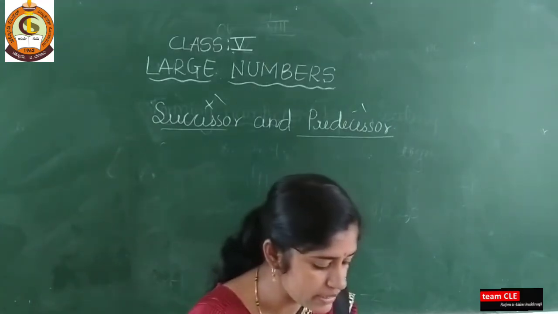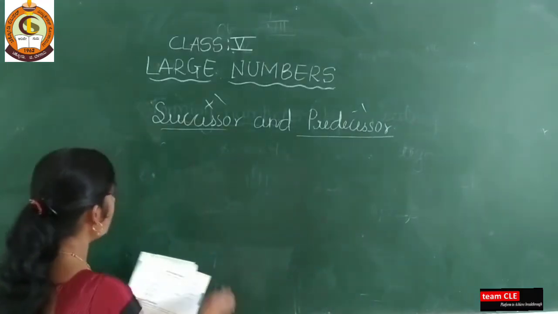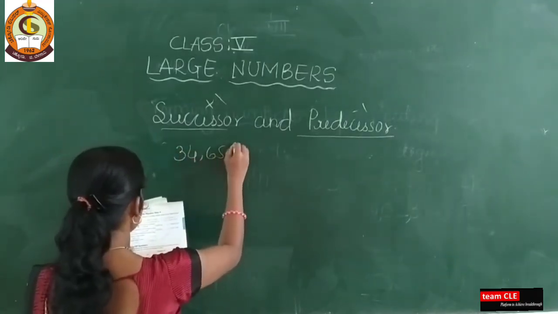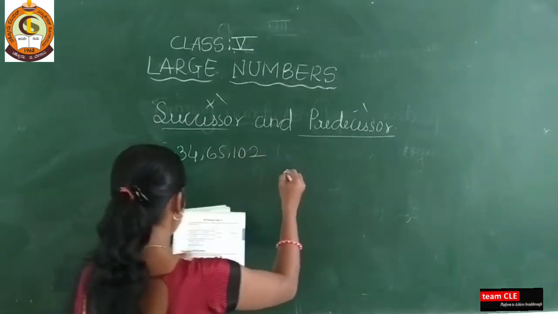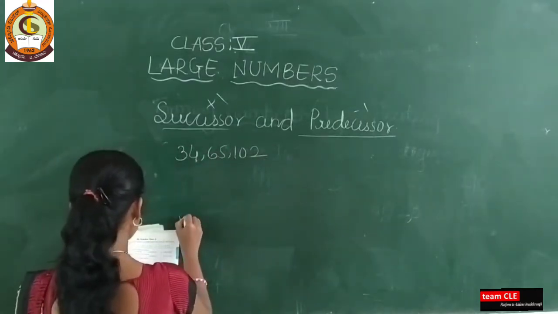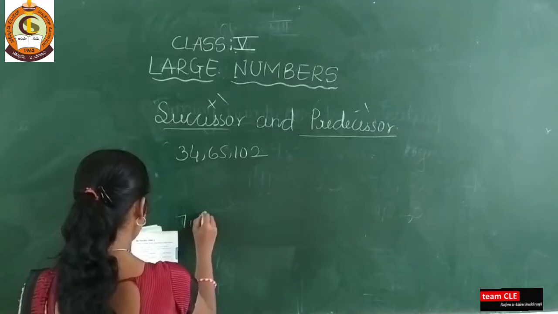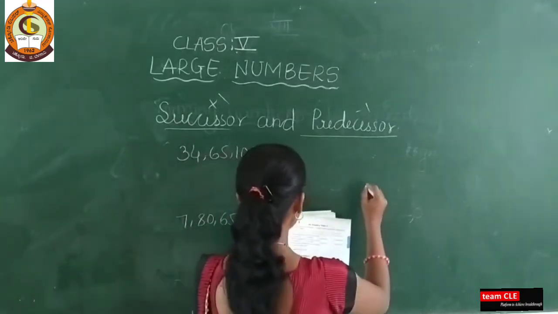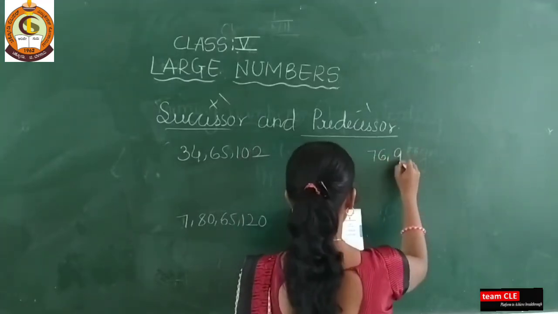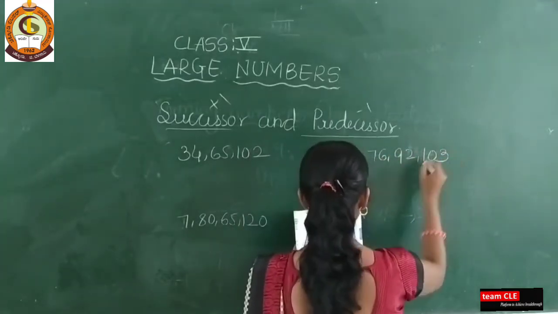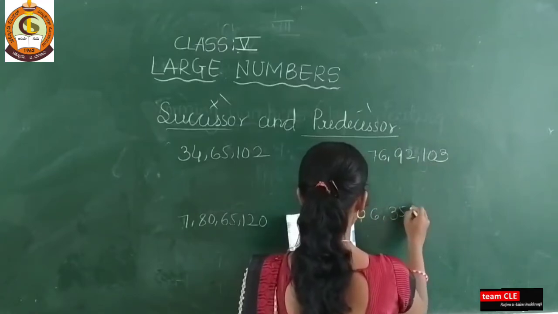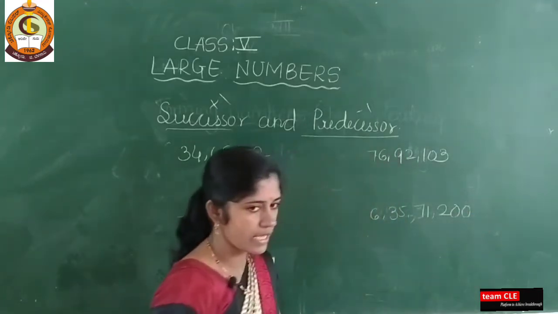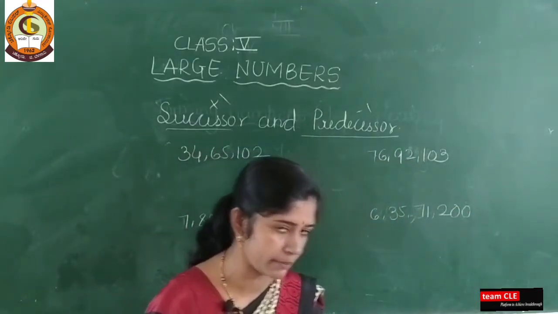So I will take some examples from your my practice time 4, and the first question is 34,65,102, and one more example I will take, and that is 7,80,65,120. Here 7,692,103, and here 6,35,71,200. So these are some examples I took from your my practice time 4.